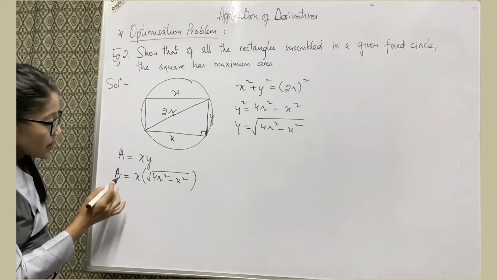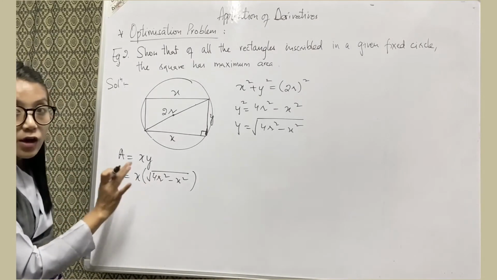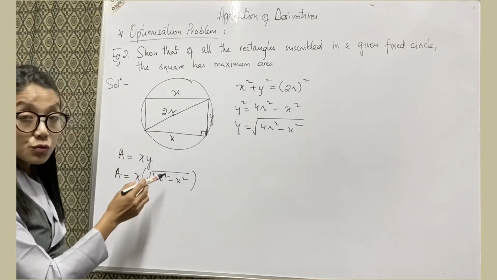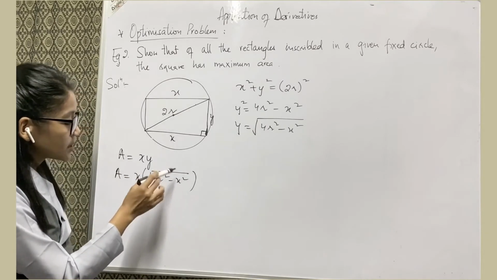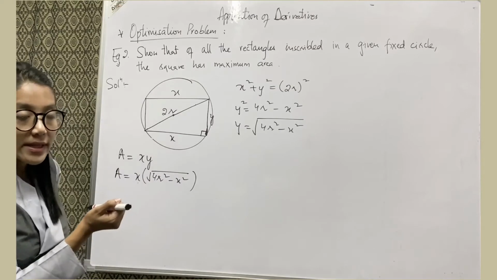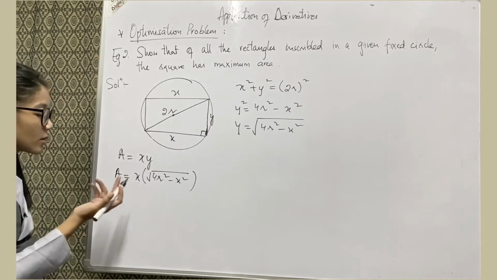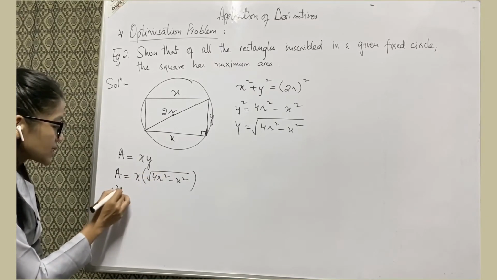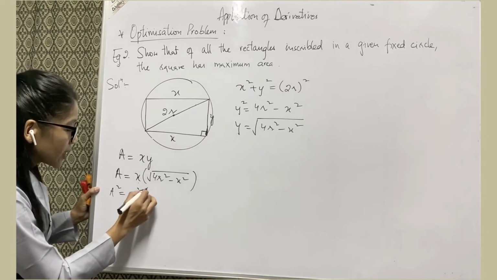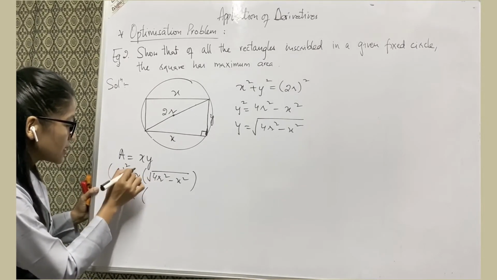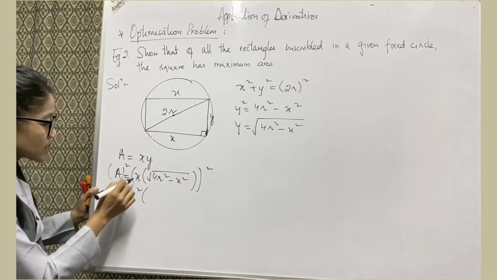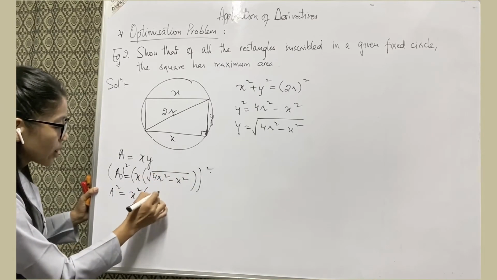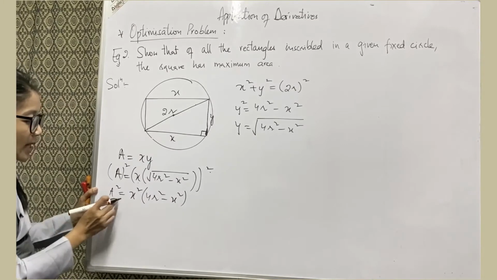Now you can differentiate it directly, but that will be very lengthy, because you have to apply the product rule and then the chain rule over here. So I will try to eliminate the square root. I will write A square is equal to x square into 4r square minus x square, since the square is applied on both and the square root cancels. Now I will differentiate A square.